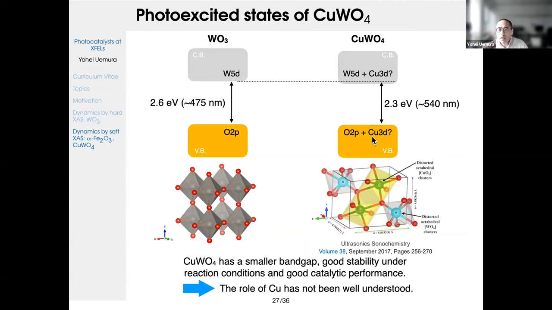Or some people claim the copper 3d orbitals contribute to the valence band. That means another state is created above the normal valence band. So that shrinks the band gap of the compound copper tungstate. This is still under debate. So we try to understand the role of the copper inside the copper tungstate.